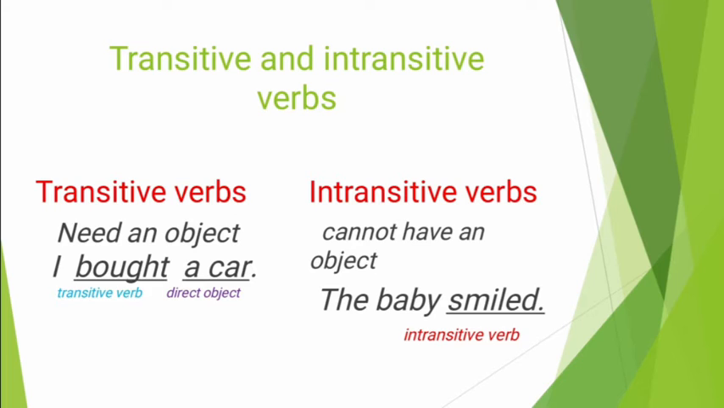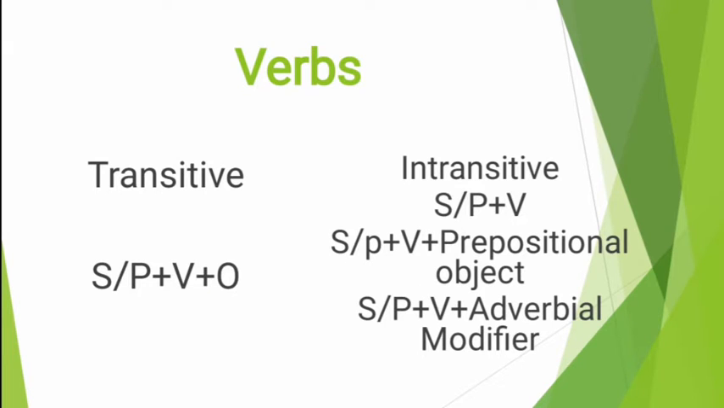For example, I bought a car. In this sentence the word bought is a transitive verb. Why? Because after this verb you can see a car. A car is the direct object. I bought a car. And the next, intransitive verbs usually cannot have an object. The baby smiled. Here smiled is an intransitive verb.